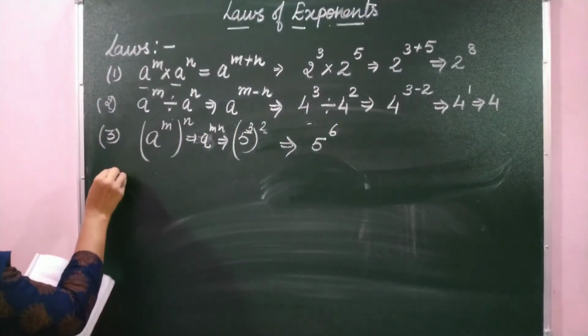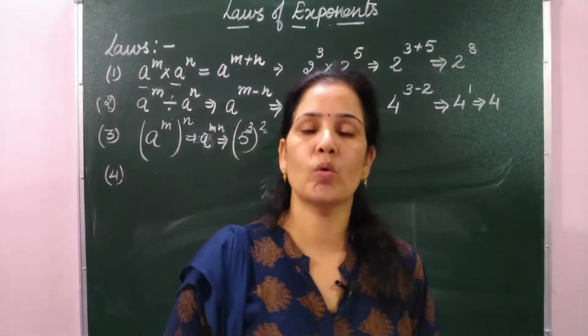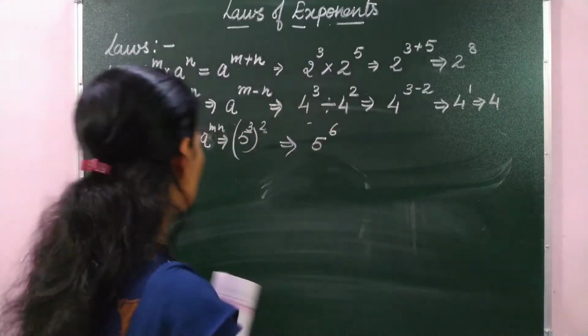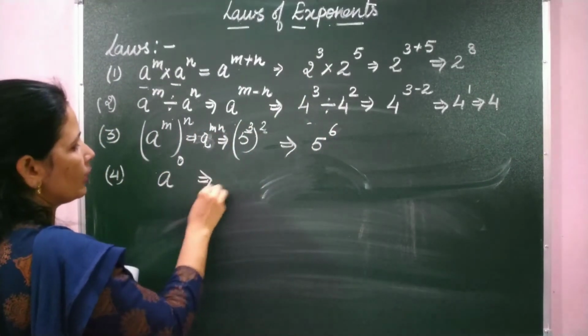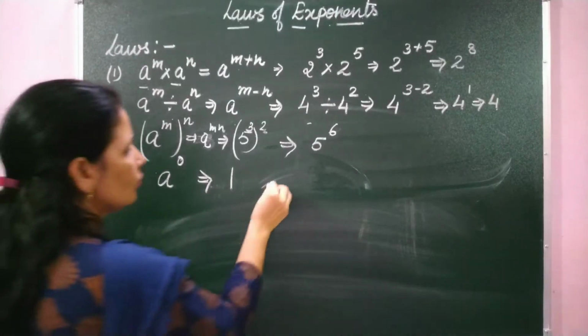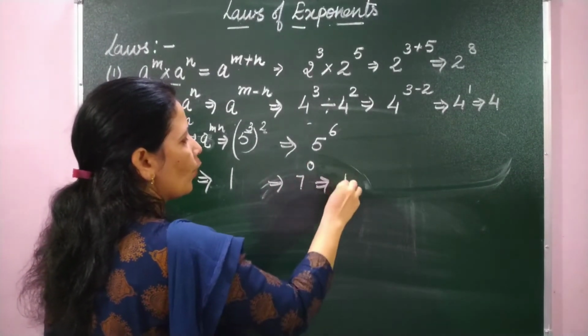Now come to the fourth law. If any number whose exponent is 0. Students, if any number whose exponent is 0, that full number is equal to 1. How? For example, 7 raised to the power 0, that means 1 only.